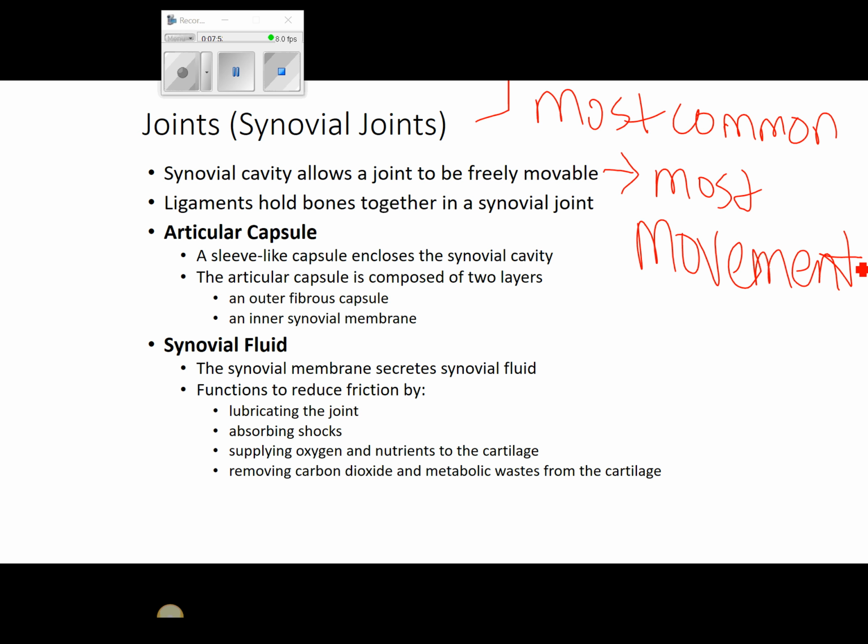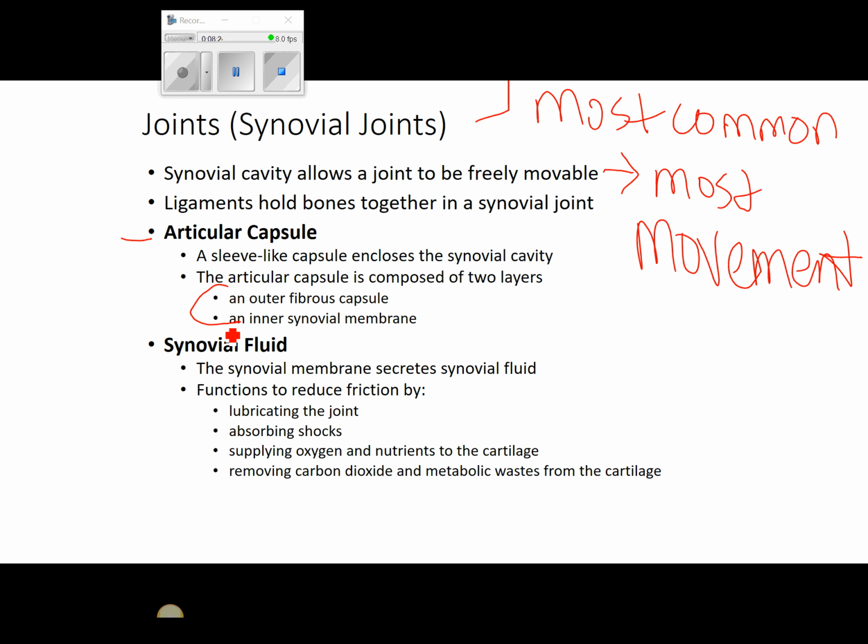So some things to know about the synovial joints are the articular capsule. That is going to be a sleeve-like capsule that encloses the synovial cavity and unites the articulating bones. The articular capsule is going to be composed of two layers: an outer fibrous capsule and an inner synovial membrane. That fibrous capsule is flexible and it connects the periosteum to the bones.